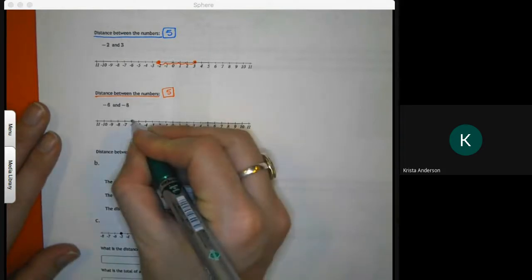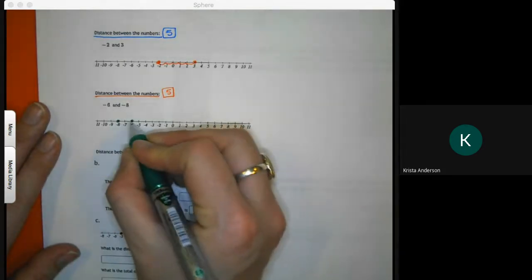-6 and -8, I put dots on those two numbers. My distance for that would be 2.